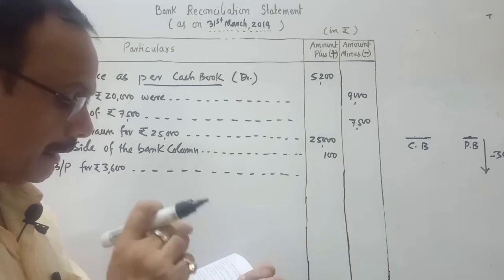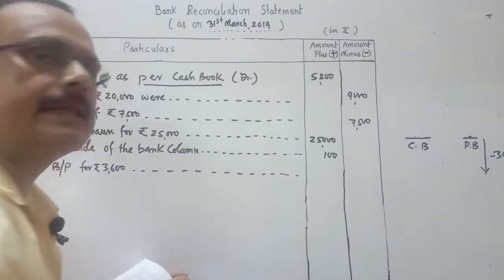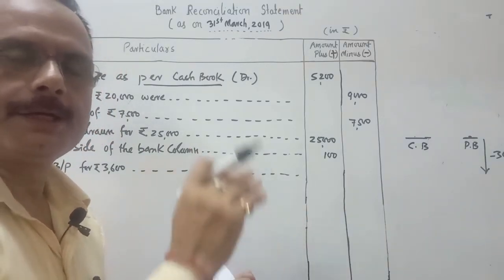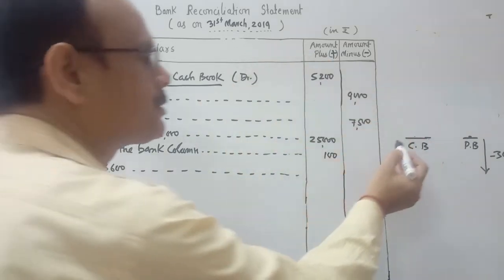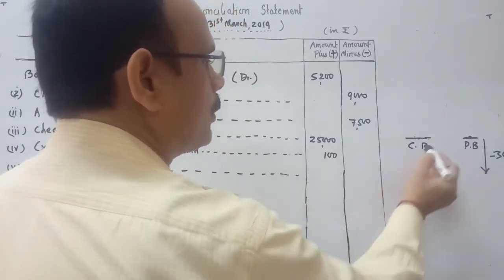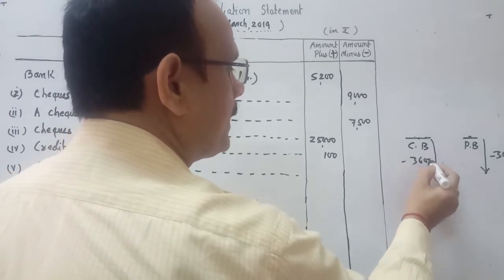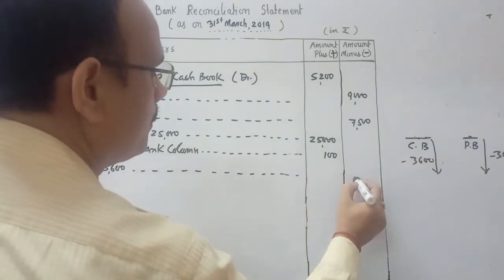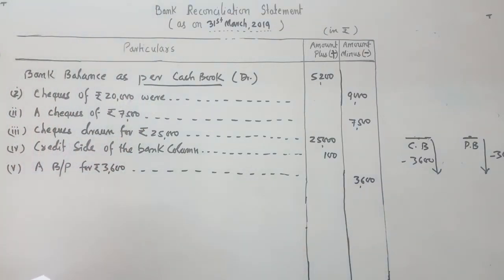But it is not recorded in the cash book. This payment is not recorded in the cash book. It may be that the bank has not informed us. That's why it is not recorded in the credit side of the cash book. So the cash book balance is not reduced. So the cash book balance is here and the passbook balance is here. What we will do? We will reduce 3,600 on the cash book side to make the balance equal to the passbook. So 3,600 will be in the minus side.